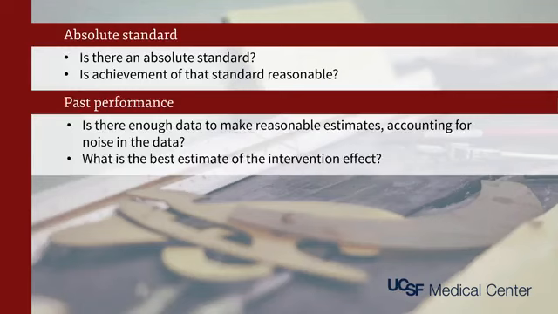One way is to use your own institution's prior performance as a reference standard. When doing so, you'll want to make sure there's adequate data to ensure that you're seeing a real effect, rather than just some random variation. That you use the best techniques to estimate the effects of any interventions that might have occurred over the time period.